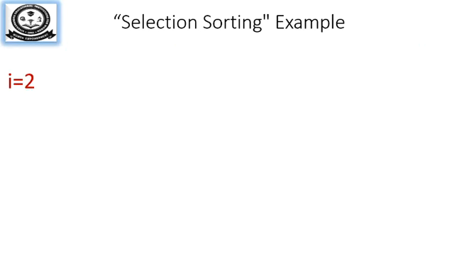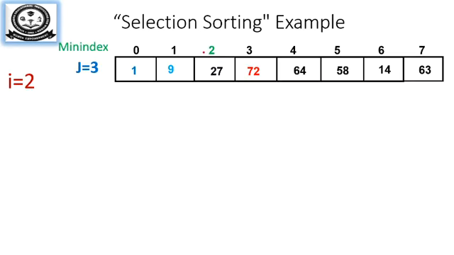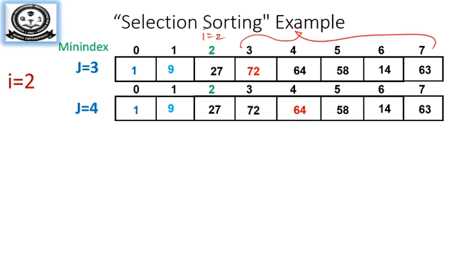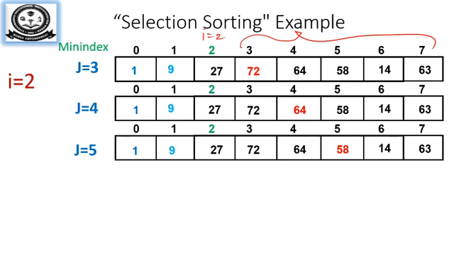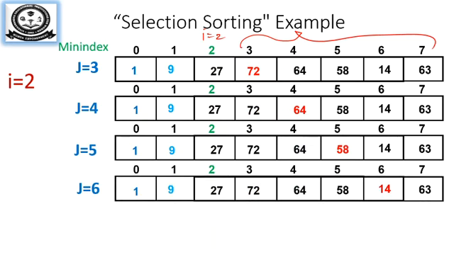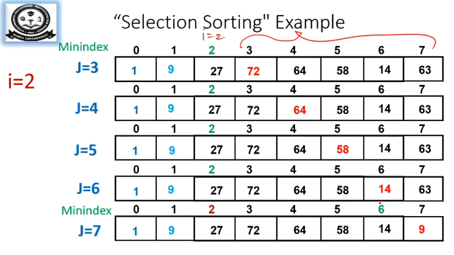Now you'll see the next iteration, I is equal to 2. So that means I will be over here. So I is equal to 2. The rest of the elements we are going to consider for the J loop. So 72 is less than 27? No. 64 is not less than. 58 is not less than. But 14 is less than. So we'll get updated with the min index.